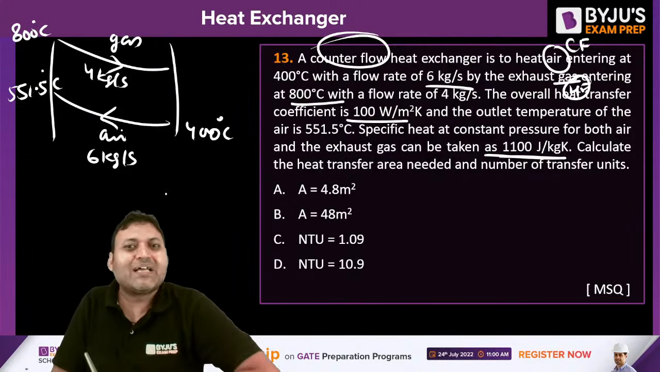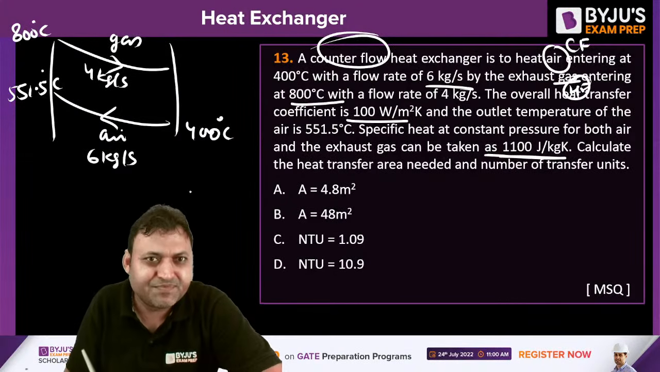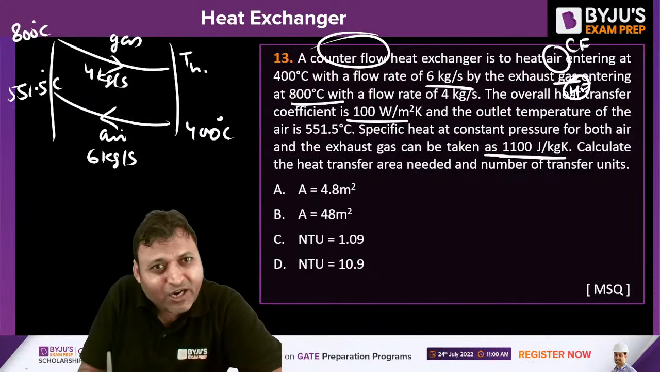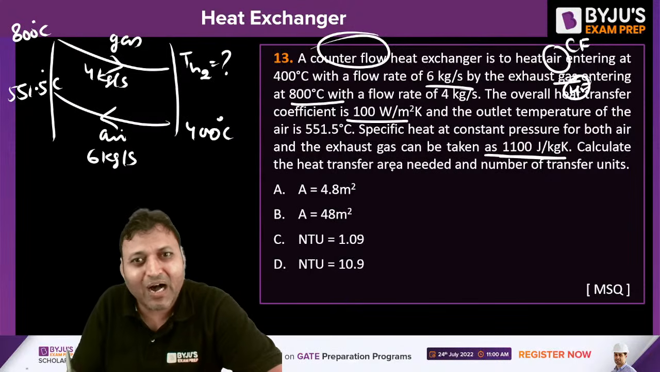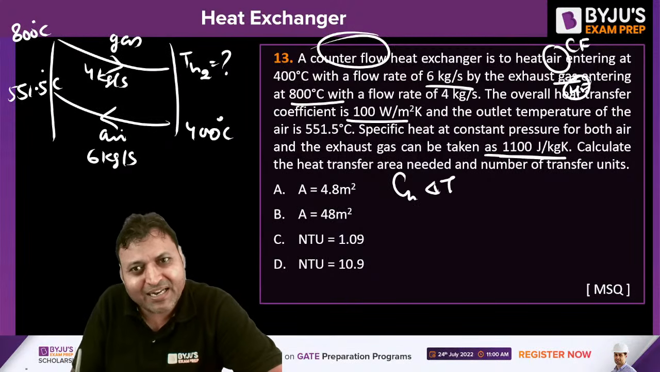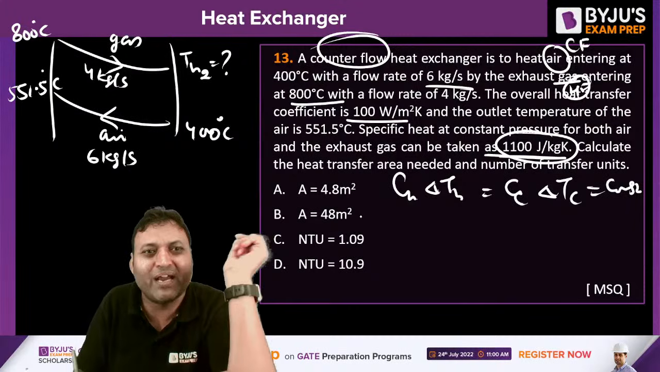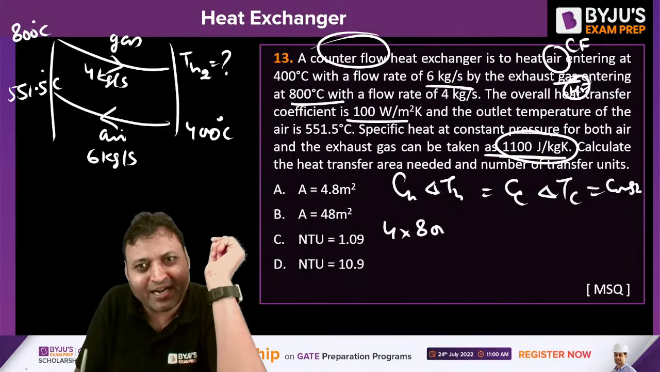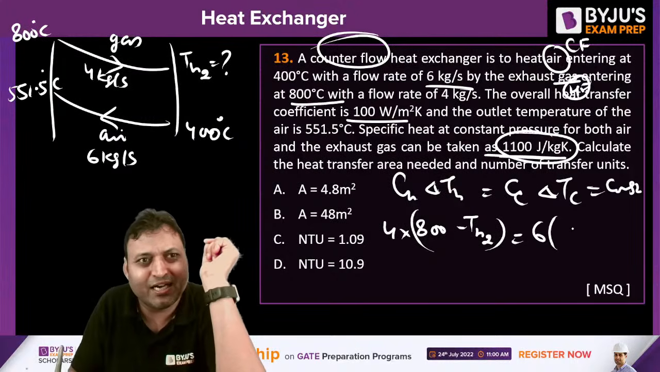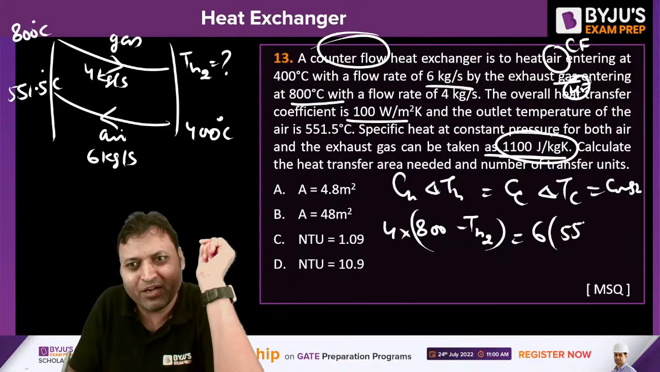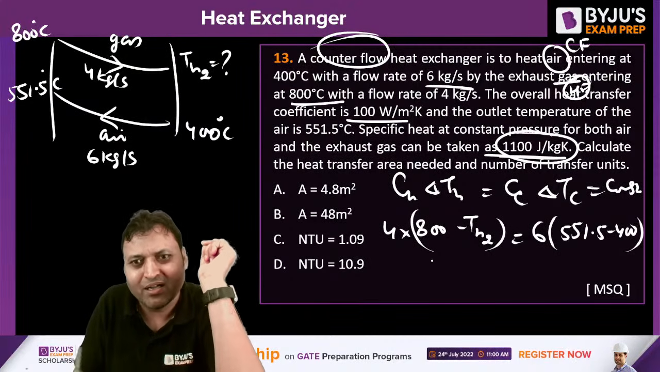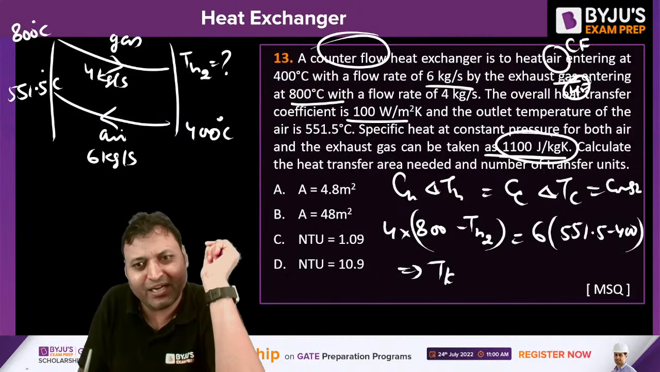So to find out the heat transfer area, we need LMTD. For that we need to find out TH2. Can you find out TH2? How? Ch into delta TH is equal to Cc into delta TC. Energy conservation equation remains constant. Because the specific heats are the same, it is the mass flow rate. So 4 into (800 minus TH2) will be equal to 6 into (551.5 minus 400). So first of all, we need to find out TH2.